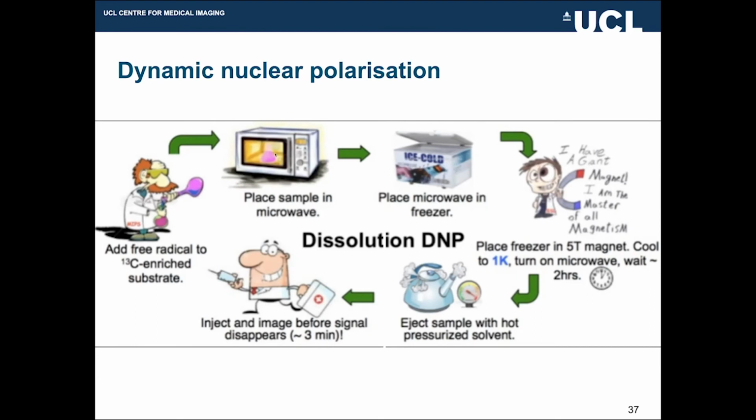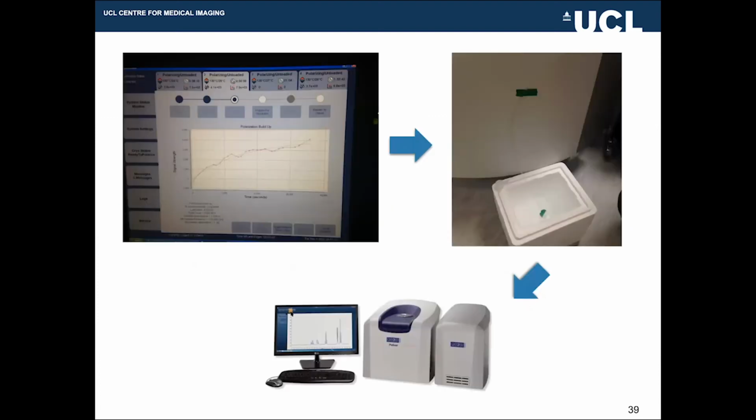So this is the process. It's definitely more complicated, but it works. And the question is, in early phase stuff, how can you get this all to work? So the first thing is you get your hyperpolarizer, and you need to test that it's actually working. So here is our first test.